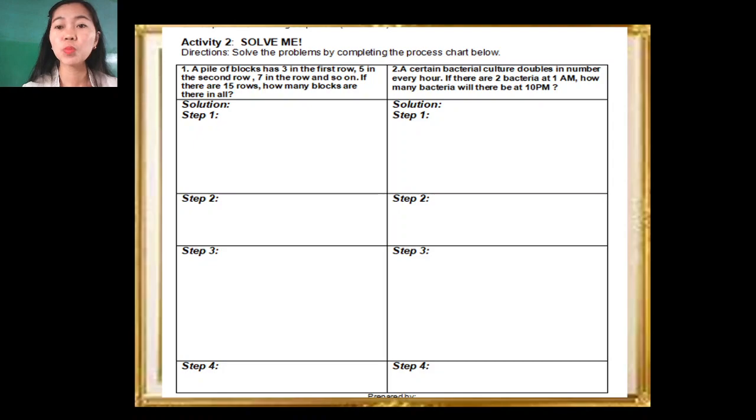So, there are two problems here written in the first column and second column. You just complete the solution by filling out the 4 steps here. So, sundan natin yung examples kanina na ganun din yung masunod niyo sa dalawang problems na yan. I hope na masagot ninyo ng tama.